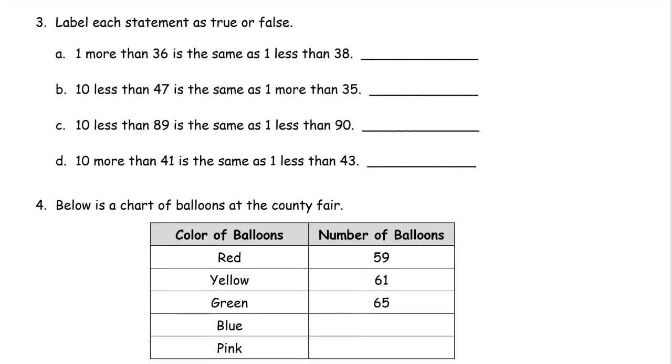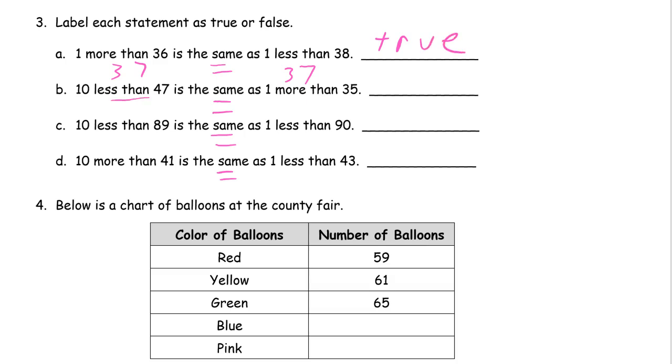Label each statement as true or false. Look at all of these here that say is the same as. That means equals. I'm going to write the numbers and see if they turn out to be equal. One more than 36, that's 37. One less than 38 is 37, and 37 equals 37, so that's a true statement.